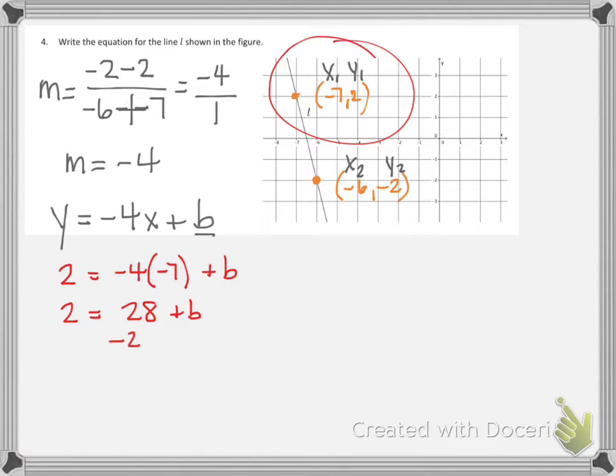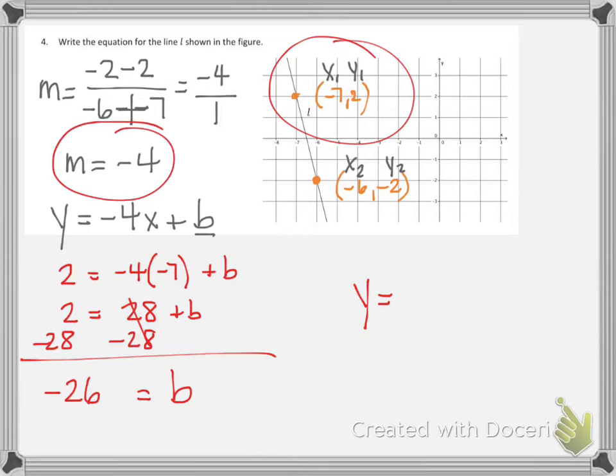And then I can subtract 28 from both sides. And that will be my y-intercept. b is equal to 2 minus 28 is a -26. So that's my y-intercept. Now I can write the equation. Y equals the slope, -4, times x, plus the y-intercept, well, that's a -26. Y equals -4x minus 26 is the equation for that line.